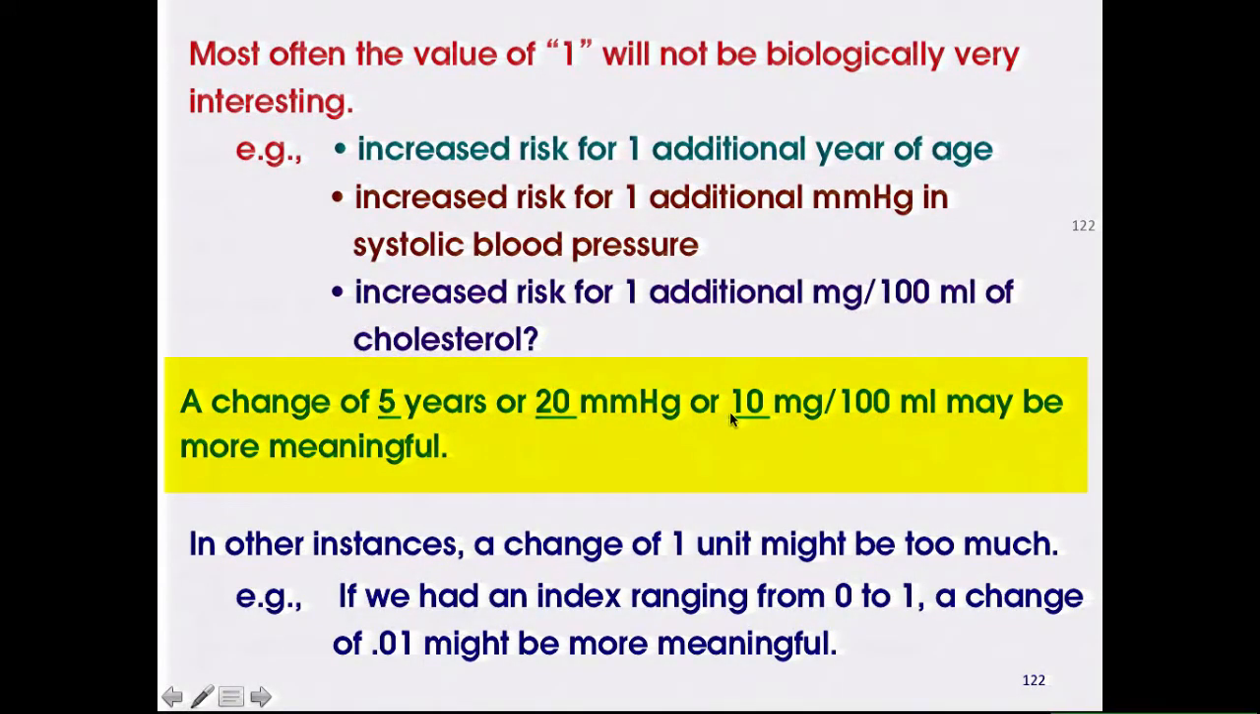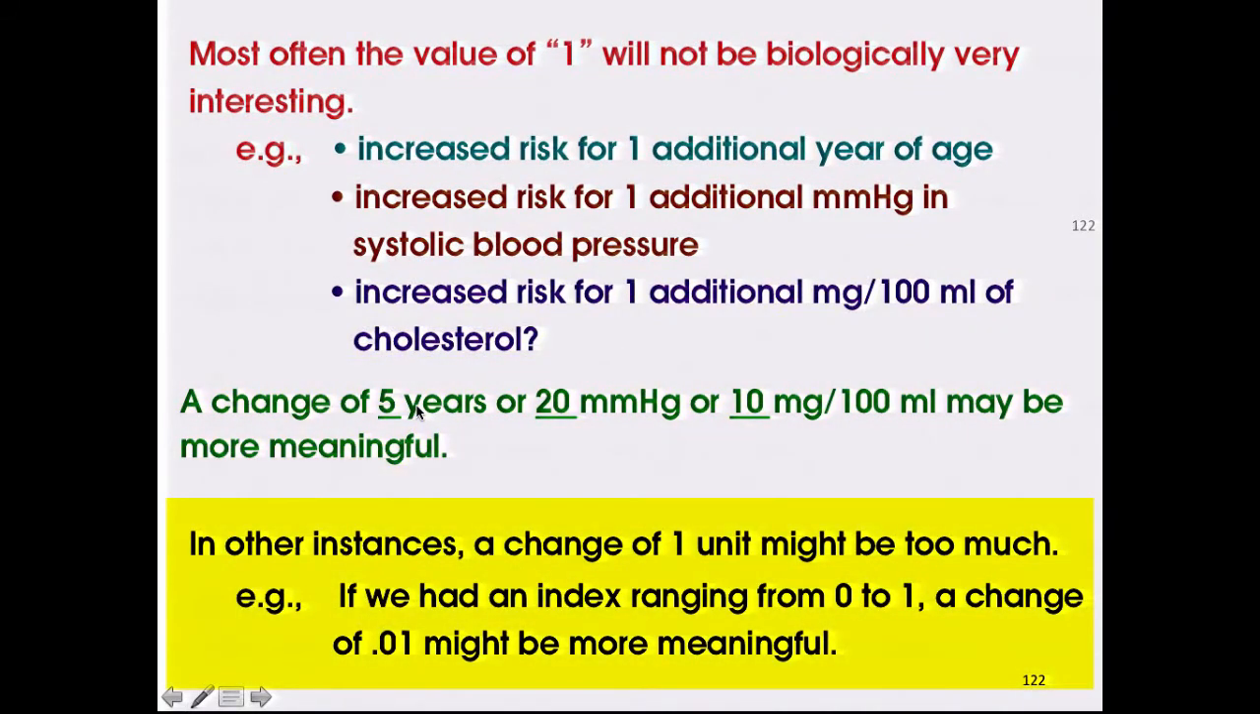Taking 10 milligrams of cholesterol might make more sense than just 1. Or 20 millimeters of mercury might make more sense than just 1. Or 5 years of age may make more sense than just 1. In other instances, a change of 1 might be too much.